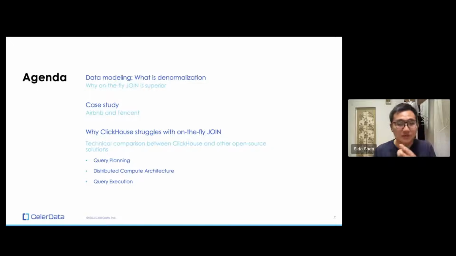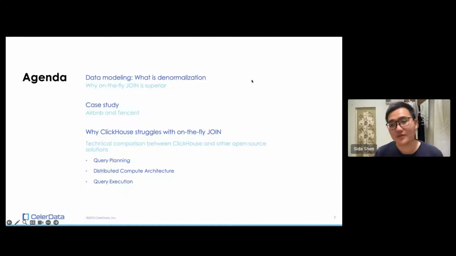So first, we're gonna talk about data modeling and what is denormalization and why on-the-fly join is superior to denormalization and the problems that are associated with denormalization, right? And then we're gonna go to some case studies of some of the industry leaders, including Airbnb and Tencent, about how they are ditching denormalization and creating a more streamlined analytics framework, analytics pipeline, right?